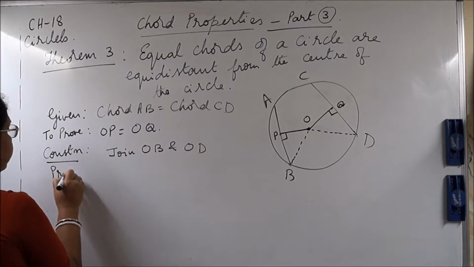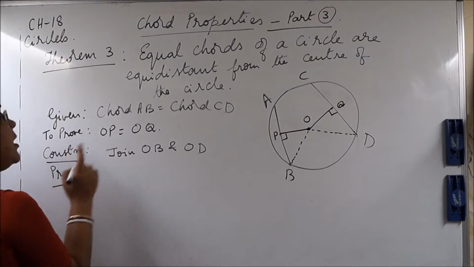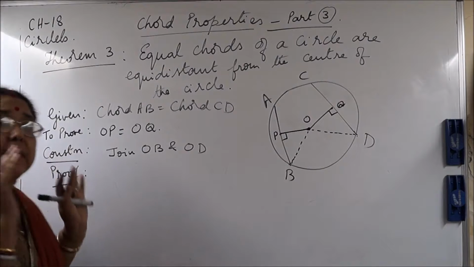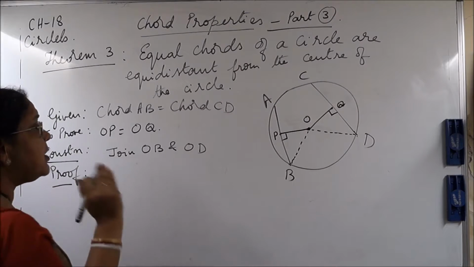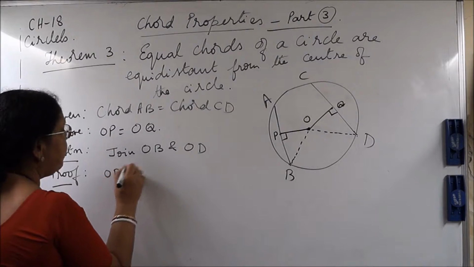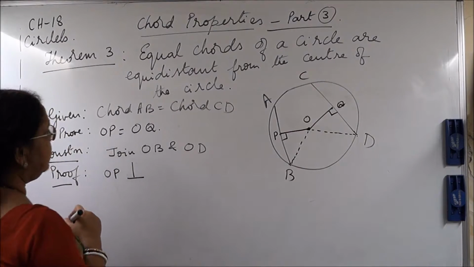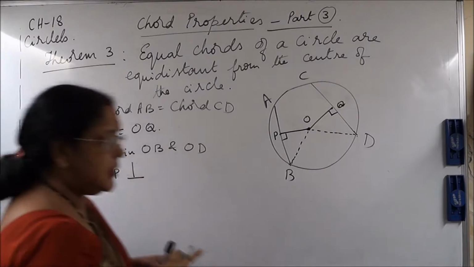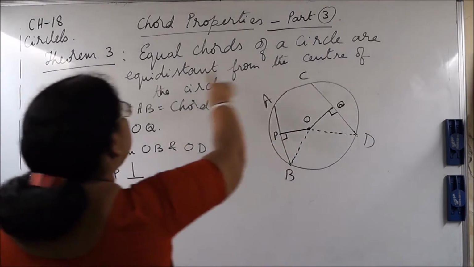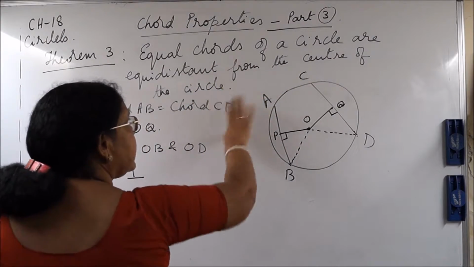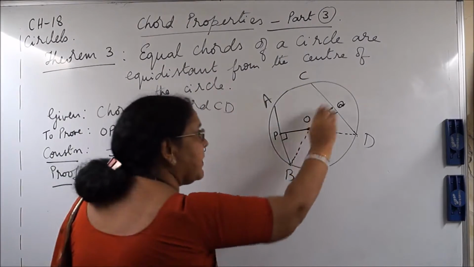So proof. Here we are already using the previous theorem that we have learned. So we have to write it as a reason. So now here first we will say that OP is perpendicular. Here we haven't written this point. This is already given. Okay. But equal chords of a circle are equidistant from the center of a circle. So equidistant means we need perpendiculars.